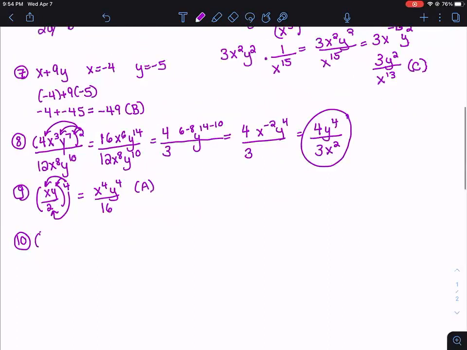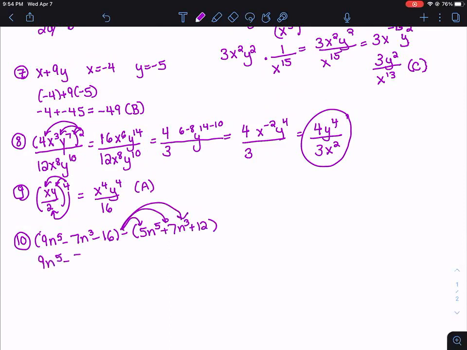Number 10 is a subtraction problem. I don't think anyone really got this one wrong, but I'll do it anyway. Okay, so we're going to distribute the negative into each term here. Whoops, that arrow should have gone that way, but it's all right.